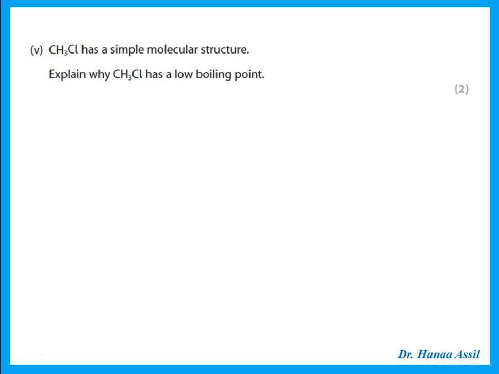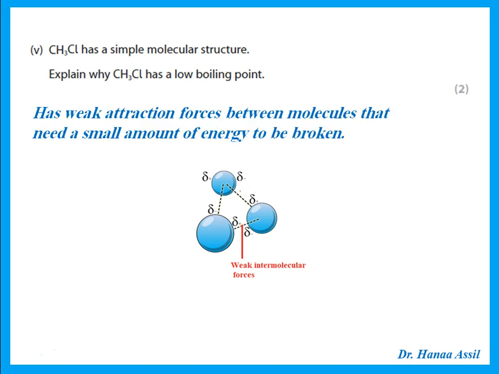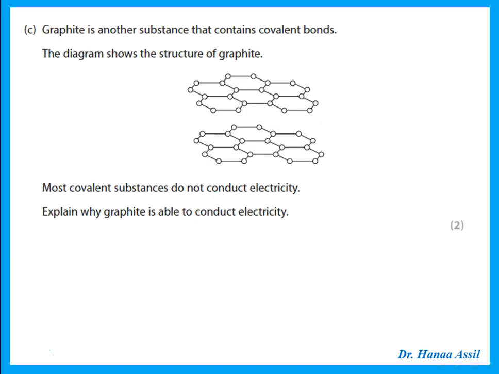Chloromethane has a simple molecular structure. Explain why it has a low boiling point. Remember that any simple molecular structure will have low boiling point. And if he says, why does anything have low boiling point? This is because there is what? Weak attraction forces between molecules that need a small amount of energy to be broken. Are we following? Anything that has low boiling point is a simple molecular structure, and a simple molecular structure would have weak attraction forces between molecules that need a small amount of energy to be broken. Okay? Graphite is another substance that contains covalent bonds, but graphite, you should know, is a giant structure.